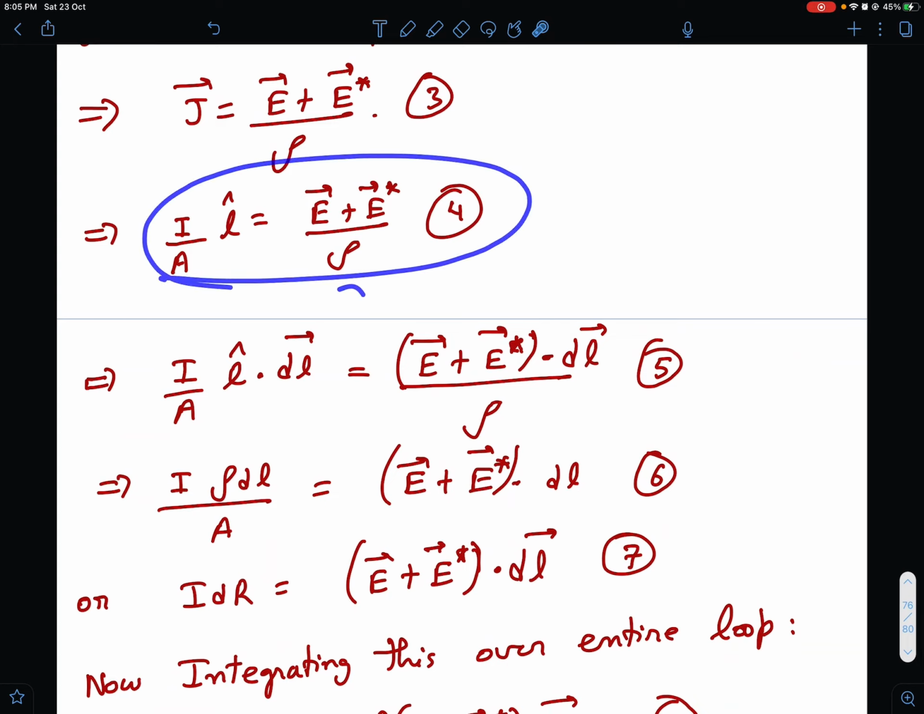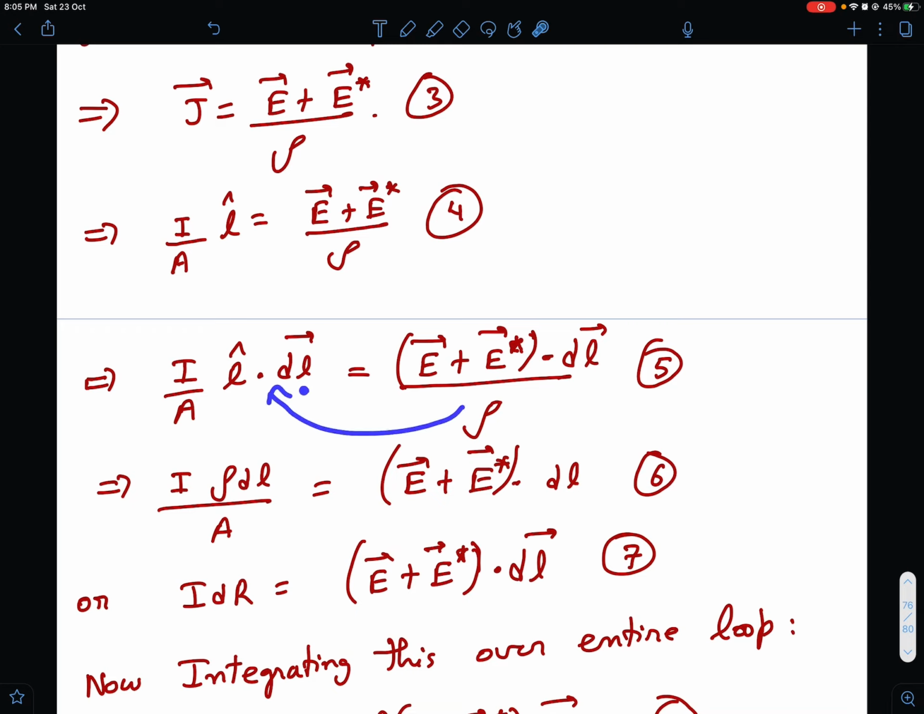So if I take the dot product of equation 4 with the dl vector on both sides, I get I by A L cap dot dl is equal to (E plus E star) dot dl upon rho, and I can take this rho over there. L cap dot dl is simply the dl vector, right? So this becomes I times rho dl by A is equal to (E plus E star) dot dl.